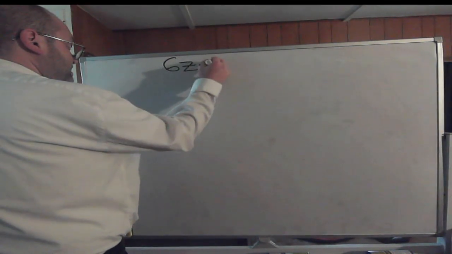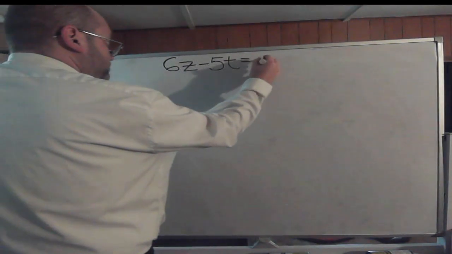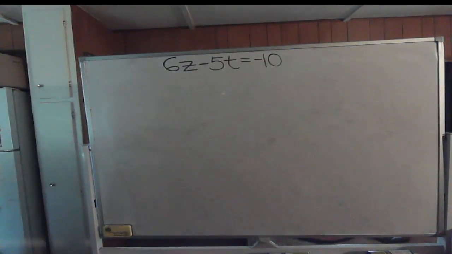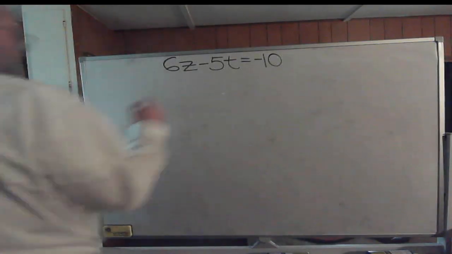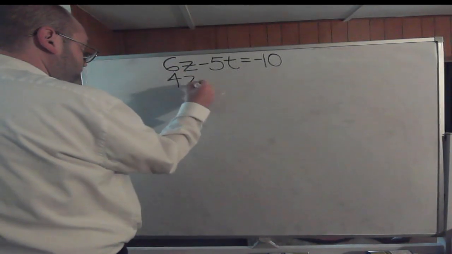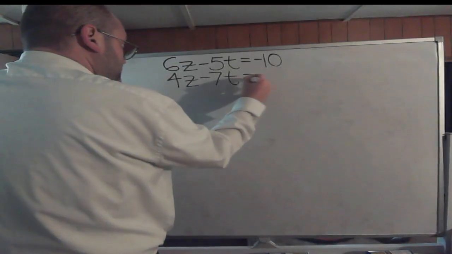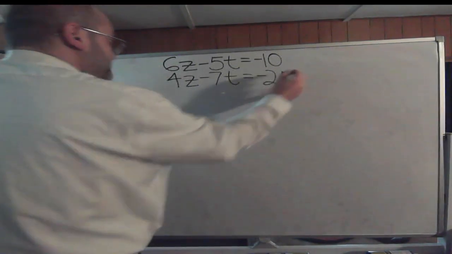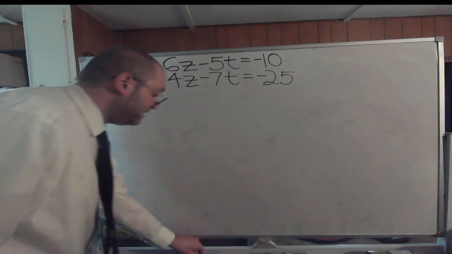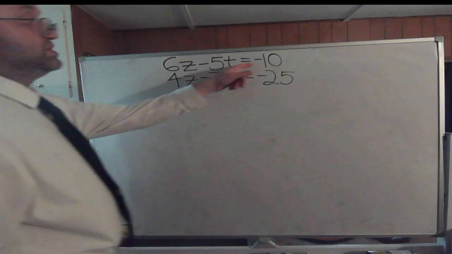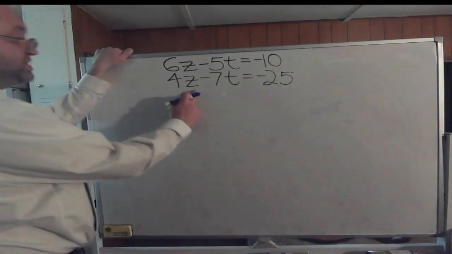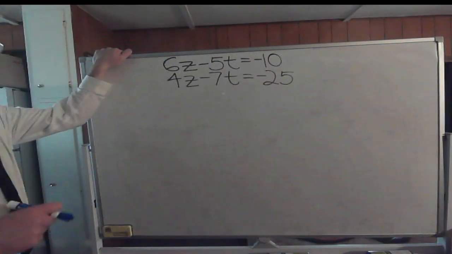We got one more problem, then we are done for the night. And that's truly it. Alright, 6z minus 5t equals negative 10. 4z minus 7t equals negative 25. Alright, so we have this system of equations here. 6z minus 5t equals negative 10. And then we have 4z minus 7t equals negative 25.